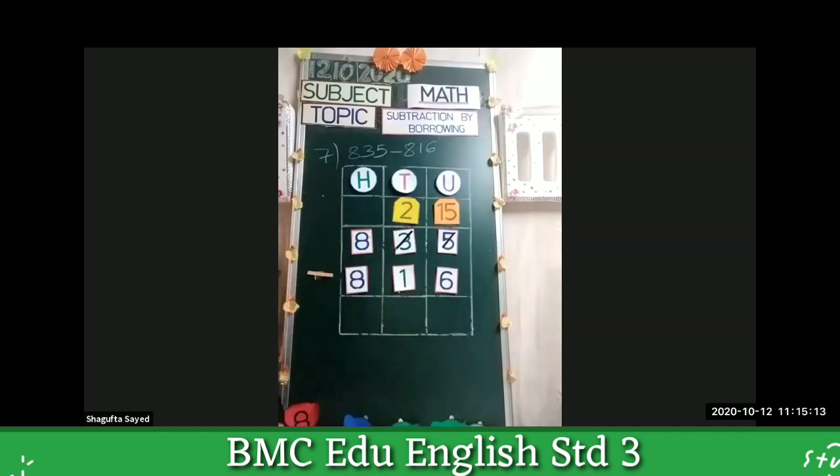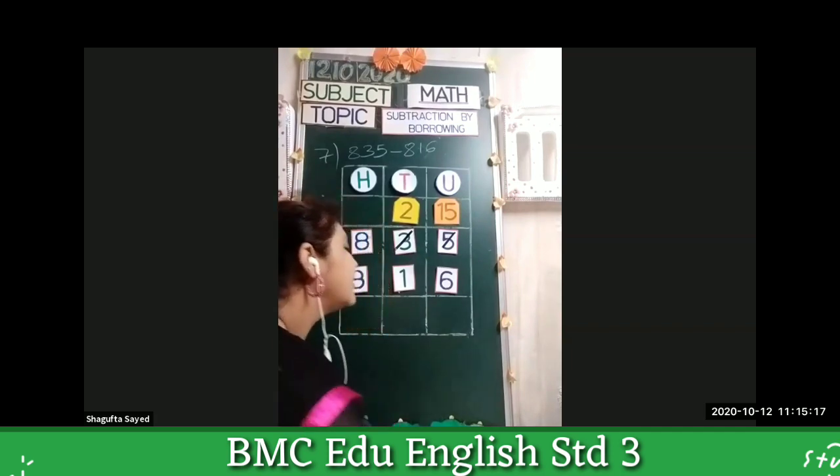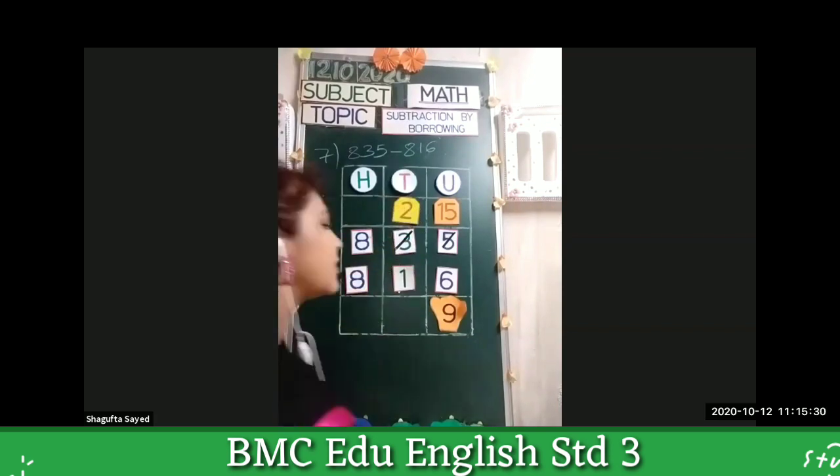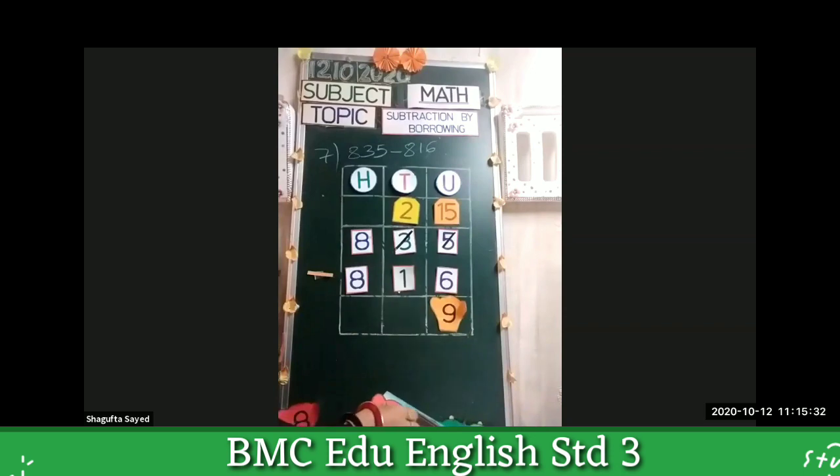So the answer is what? Tell me. Yes. So the answer is 9. That's very good. That means you all are paying attention. So minus, we have to minus what? 1 from 2. So what is 2 minus 1? Tell me fast. Yes, 1. This you all know. That's very good.